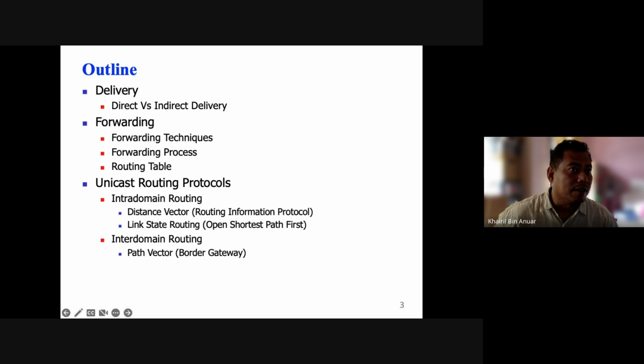To name some of it, like RIP, you have the OSPF and also Border Gateway, BGP. So these are the few common routing protocols that are being used. And this unicast routing protocol can also be separated into two types. One is what we call intra-domain routing, meaning that they are actually performing the routing within the autonomous system. We will also define what an autonomous system is.